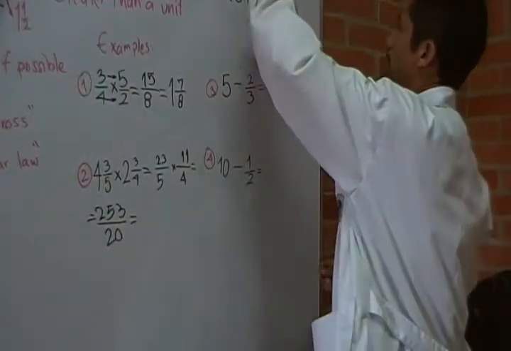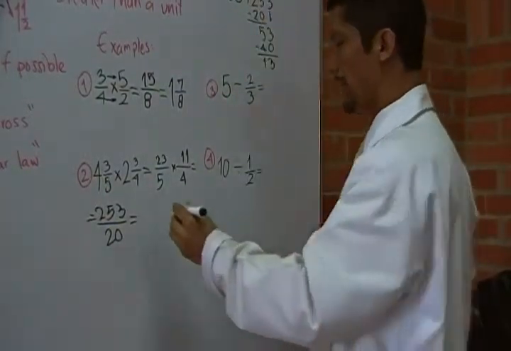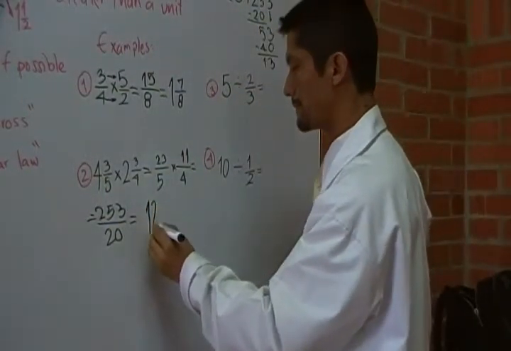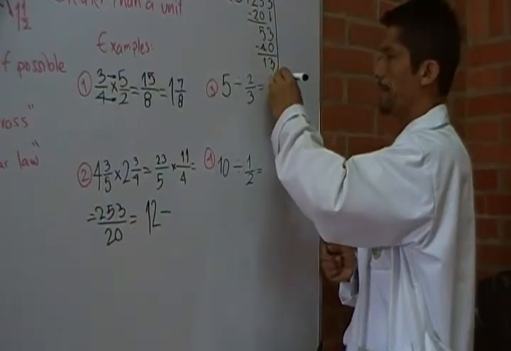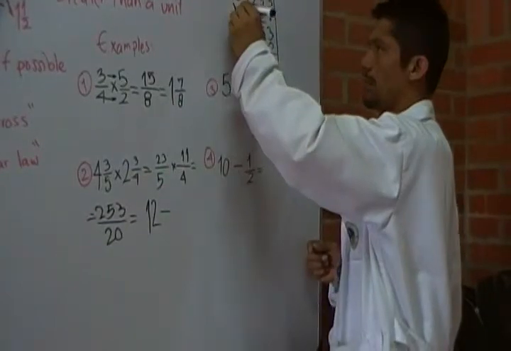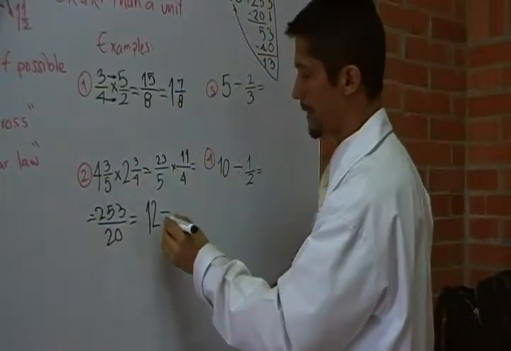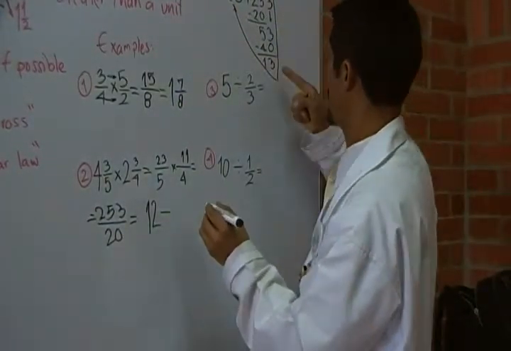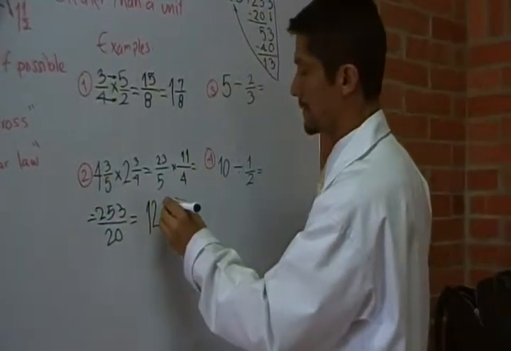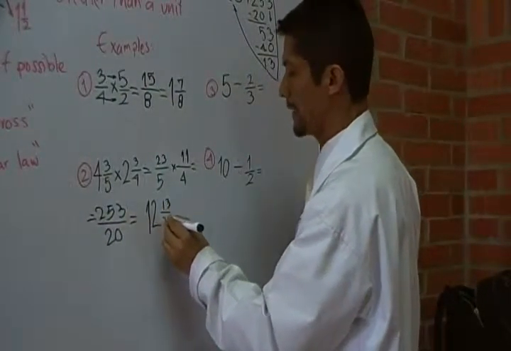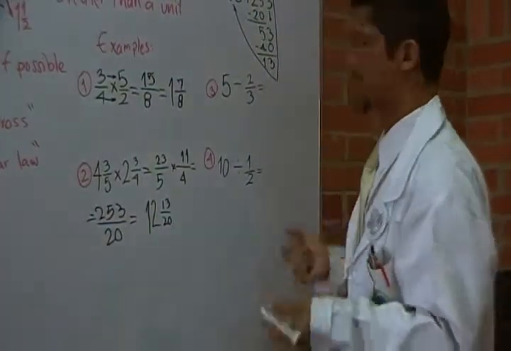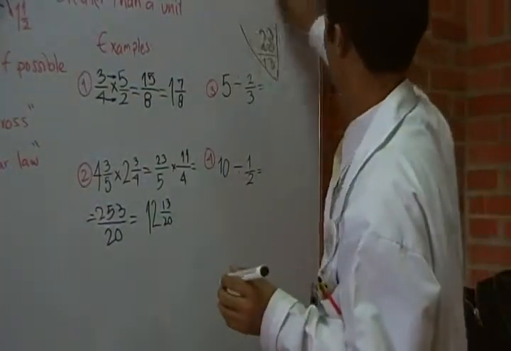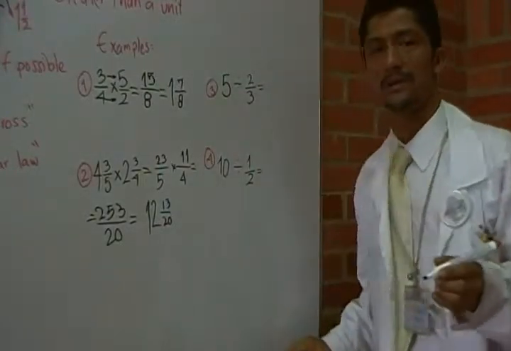Here, the quotient would be the whole number, so 12. The numerator would be the remainder, and the denominator would be the same as the improper fraction. So 12 and 13/20ths. Since 13/20ths cannot be simplified, I just leave it the way it is, because that way it is in simplest form.